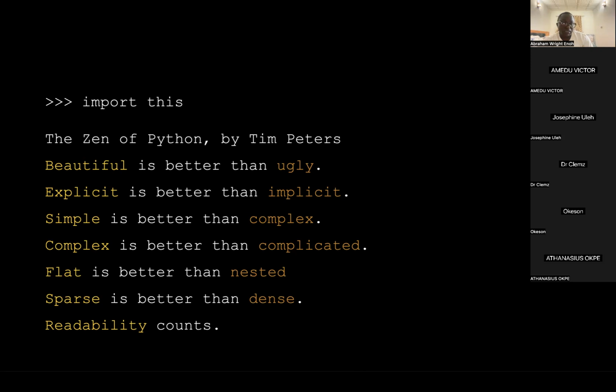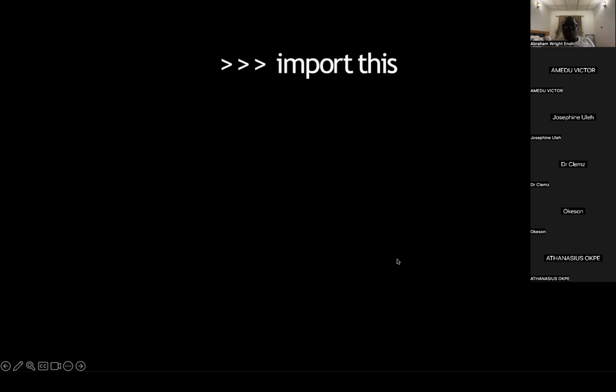The first one, import this, the Zen of Python by Tim Peters. Beautiful is better than ugly. You got it right. Explicit is better than implicit. Simple is better than complex. Complex is better than complicated. Flat is better than nested. Sparse is better than dense. And this is not the only thing here as far as the Zen of Python is concerned, but as we go, we'll be firing it on. If you use import this, you're going to see it.